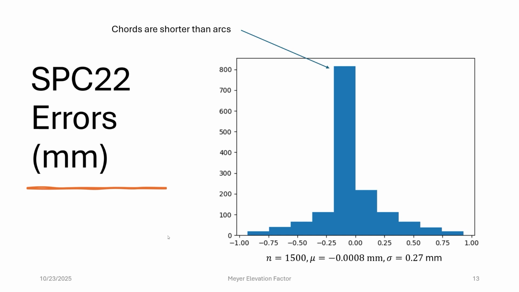And this is caused by our approximation of a chord. We're approximating an arc with a chord, and the chords are always slightly shorter than the arcs. So the average value is just a little bit negative.